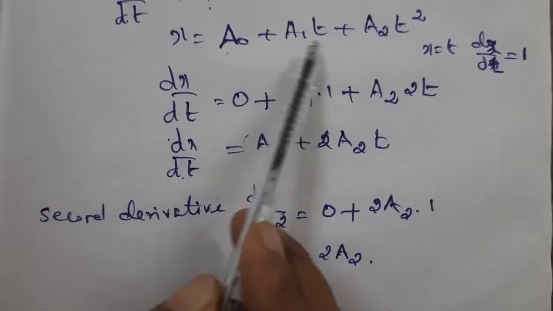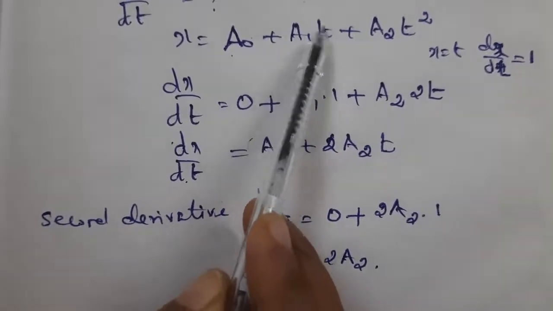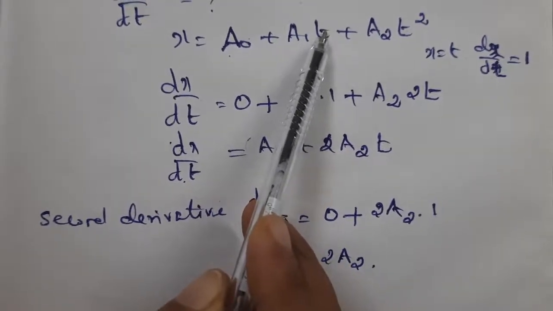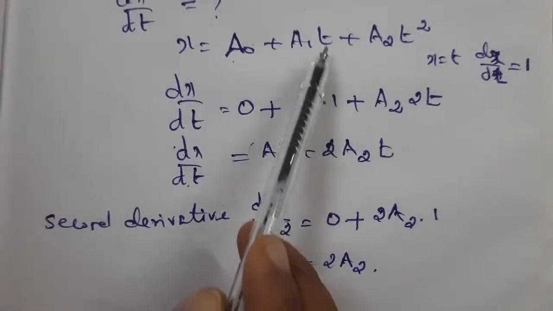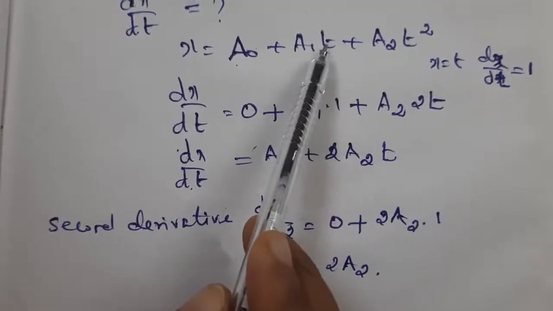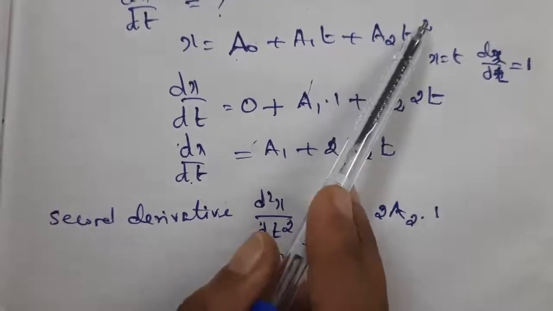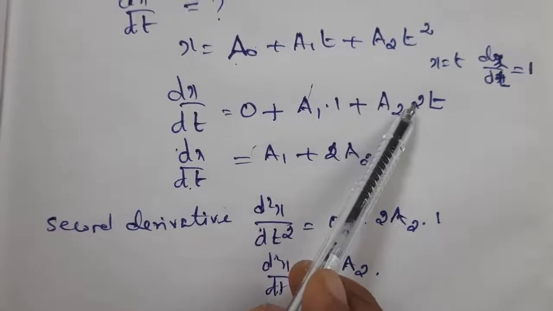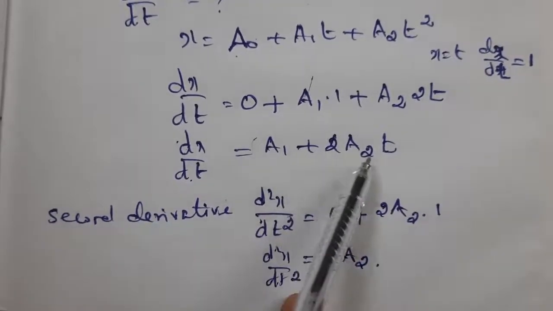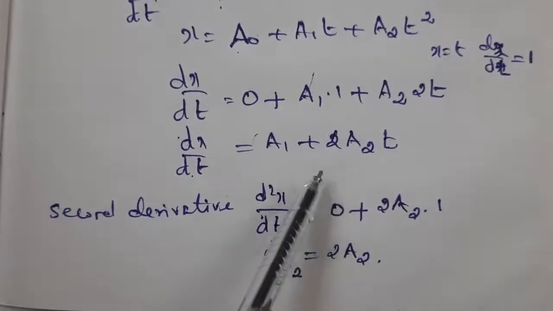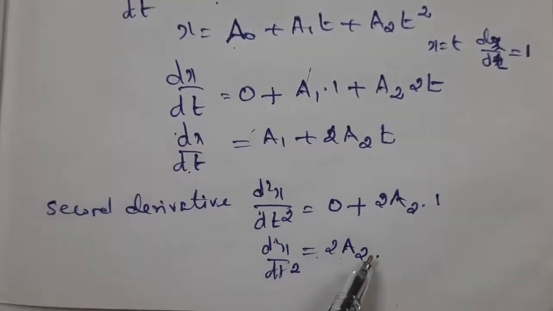And here the t is there. So a1 into t, when we are differentiating, that is dx by dt equal to 1, n into x power n minus 1 formula. And here a2 into t square. So here also a2 into t square, n into x power n minus 1 means 2 into t power 2 minus 1, so 2t. So answer is a1 plus 2a2t. Again, one more time we are differentiating, we will get 2a2.